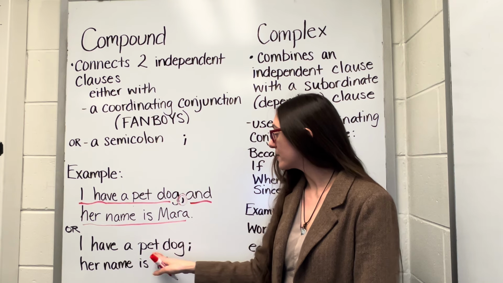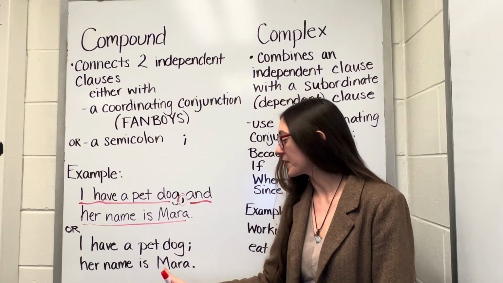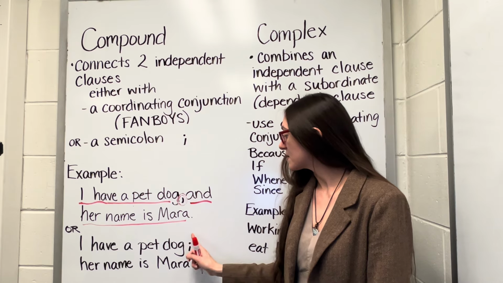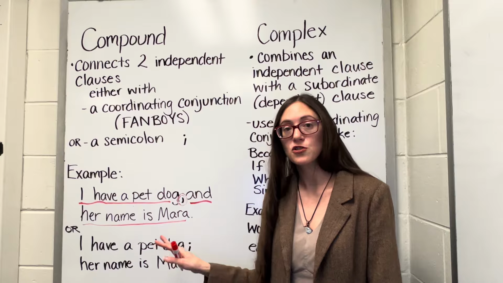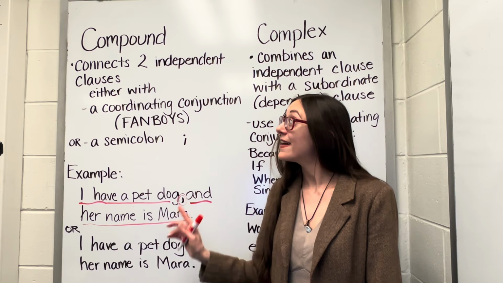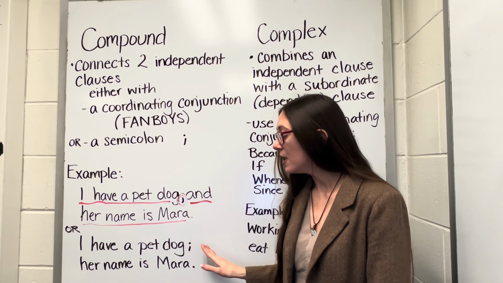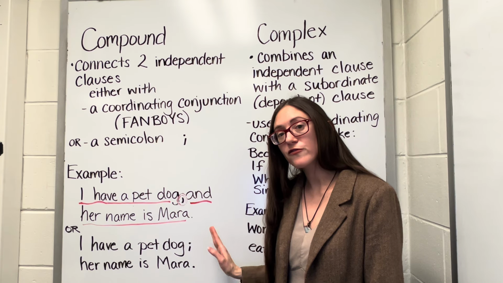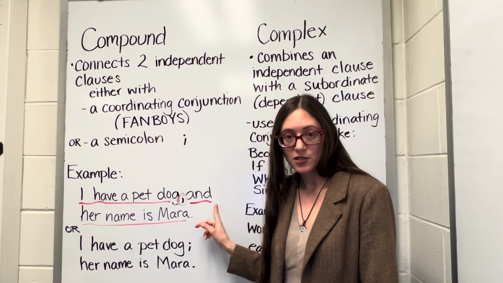Alternatively, I could write, I have a pet dog, semicolon, her name is Mara. So this semicolon can also connect the two sentences, the two independent clauses, and that will make it a compound sentence. The semicolon is slightly more formal and not used quite as often as the coordinating conjunction.